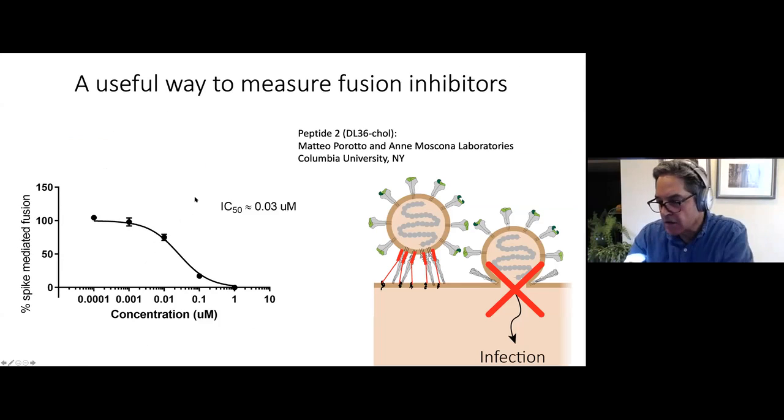And then the assay can measure fusion inhibitors. We've communicated and collaborated with Matteo Parado and Ann Moscona, who've developed several peptide-based inhibitors of SARS-CoV-2, in red here. And we've evaluated them with this in vitro assay. The peptide we titrated here is one that blocks this fusion cascade at 30 nanomolar IC50, and had a measured IC50 of 17 nanomolar in a cell-based assay, so good concordance there.